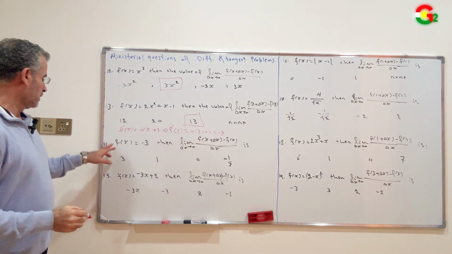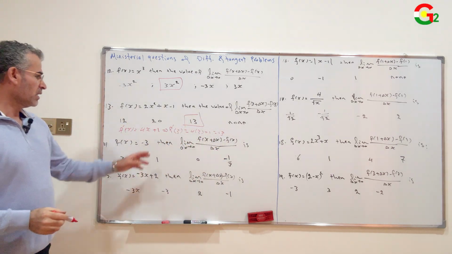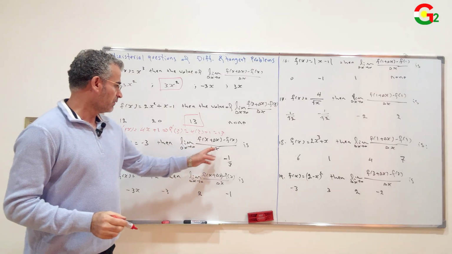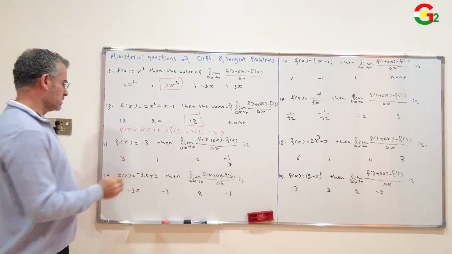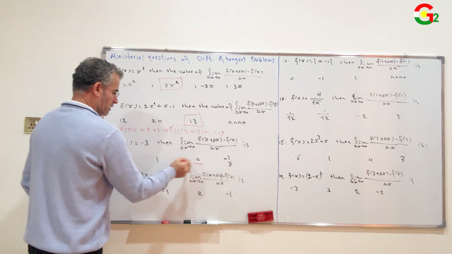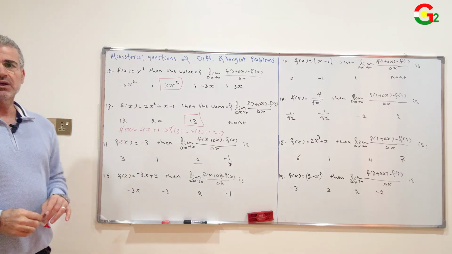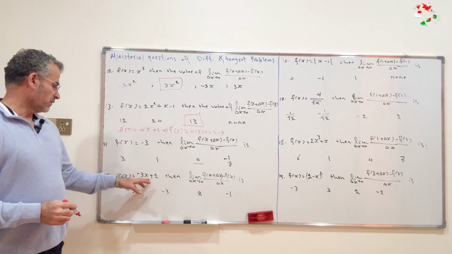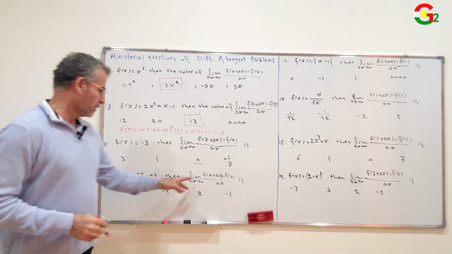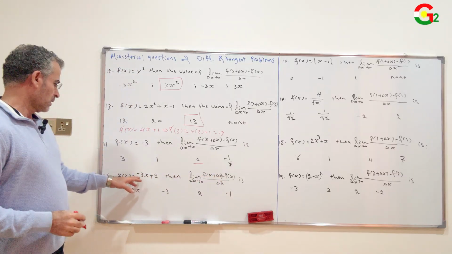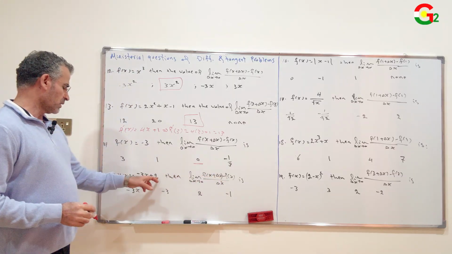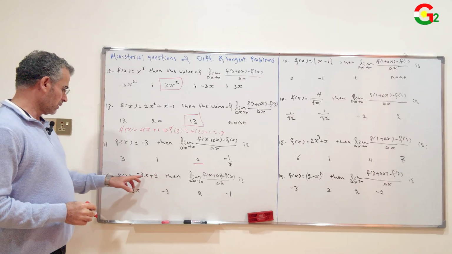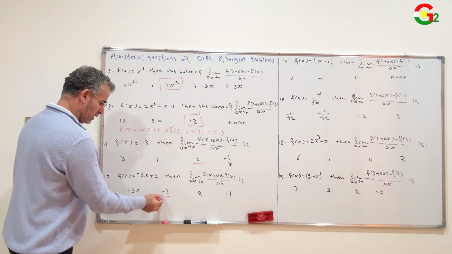Choice C. F of x equals negative 3. Then the derivative of this function is 0, since the derivative of any constant is 0. F of x equals negative 3x plus 2. Then the derivative of this function, using the rules of differentiability, is negative 3.